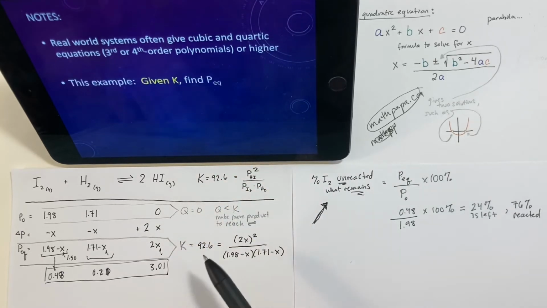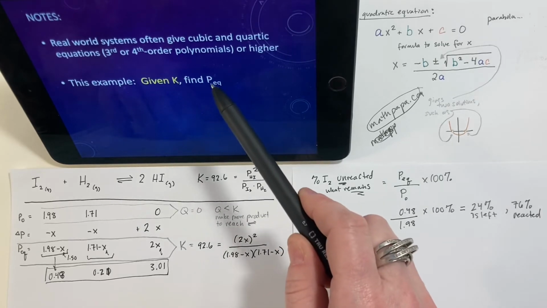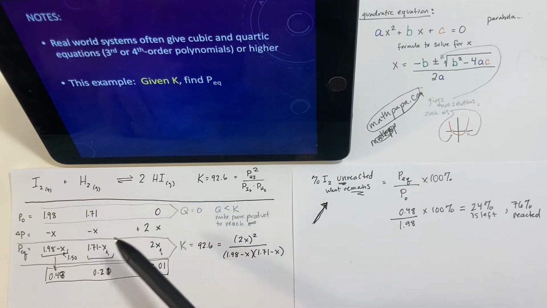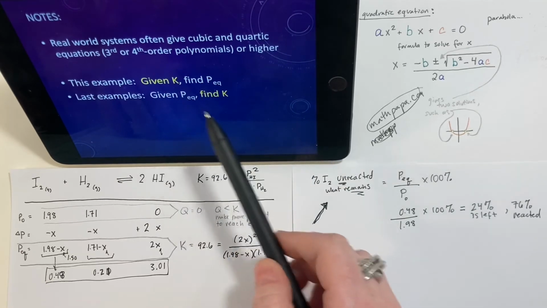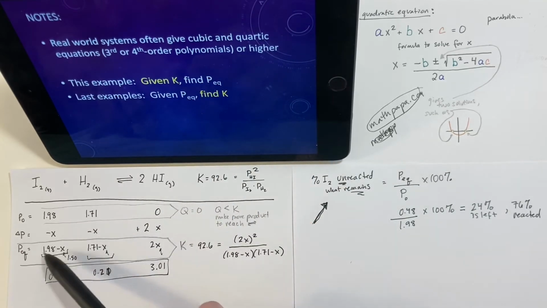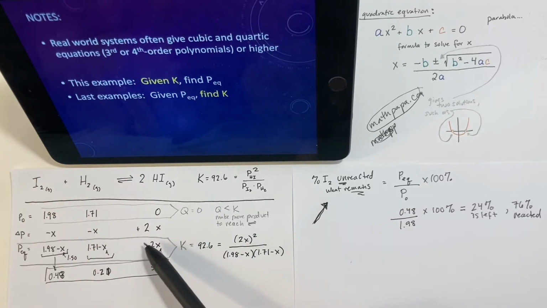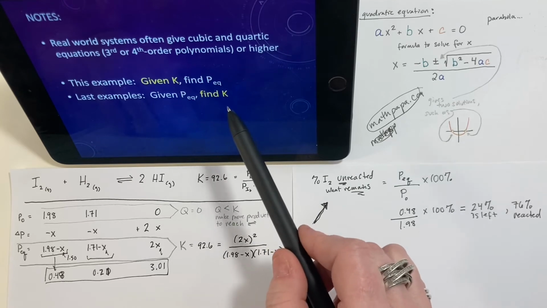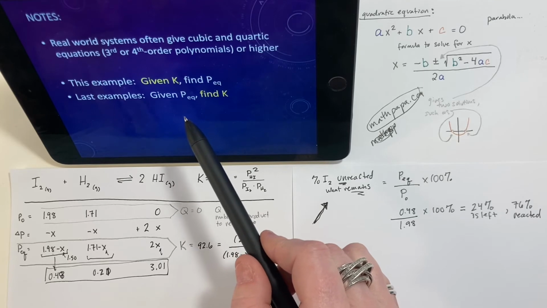So just to highlight this example, we have a value for K here, and our job was to find the equilibrium pressures exerted by each species in the equilibrium mixture. Our past examples from last class were the opposite question. Given the equilibrium pressures, because they were measured just like you did in lab, we simply placed those into the ratio and found a value for K. That was actually a little easier math-wise. When you have to find a value for the equilibrium constant, given the equilibrium pressure values, it's a little bit quicker.